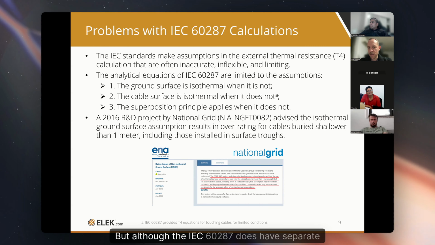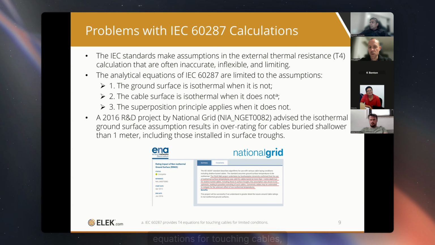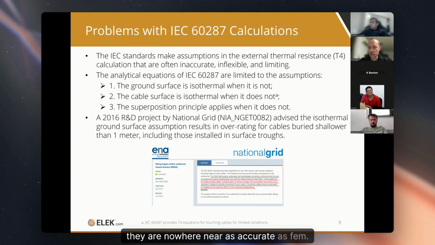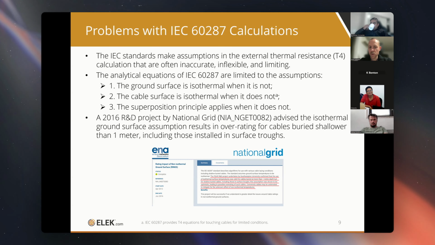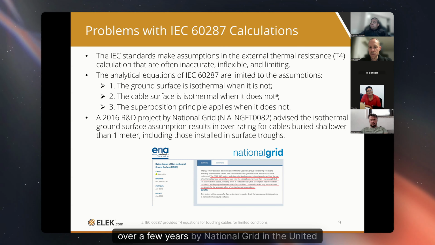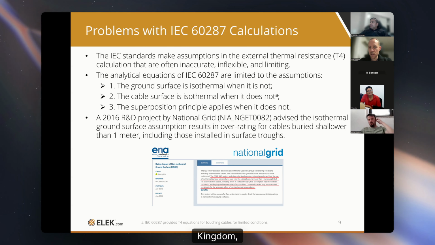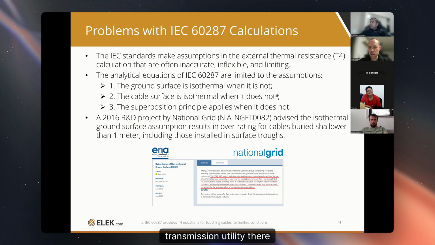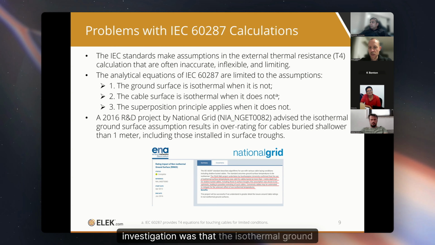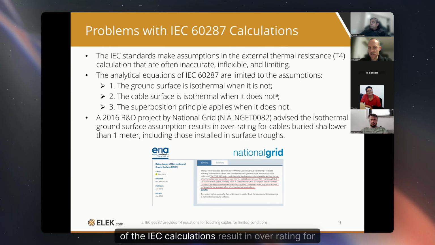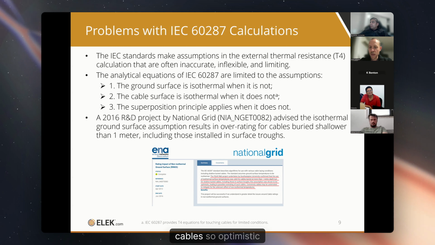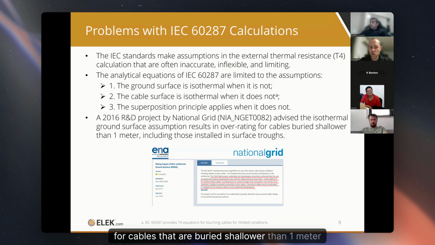But although the IEC 60287 does have separate equations for touching cables, they are nowhere near as accurate as FEM. And in 2016, there was a research and development project undertaken over a few years by National Grid in the United Kingdom, which is the main utility there, and the final finding of that investigation was that the isothermal ground surface assumption of the IEC calculations results in overrating for cables. So optimistic ratings for cables that are buried shallower than 1 meter.